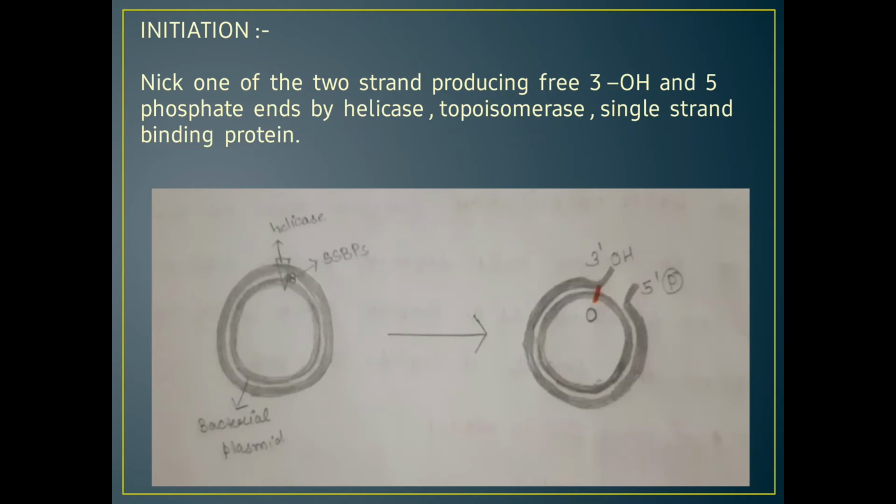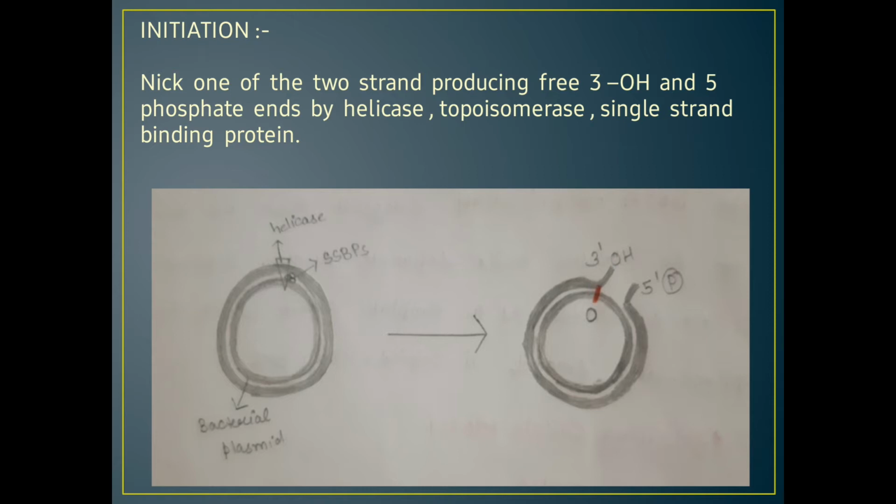In initiation, one of the two strands is nicked, producing free 3' OH and 5' phosphate ends, by helicase, topoisomerase and single strand binding protein. You can see in the picture, the first picture shown is the bacterial plasmid in its proper form. At the time of the initiation process, what happens is nick 1. Nick means a small cut occurs.